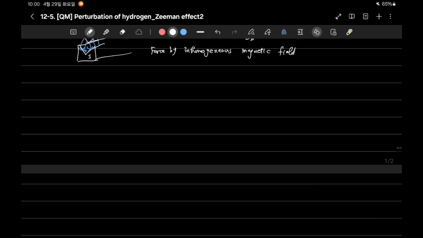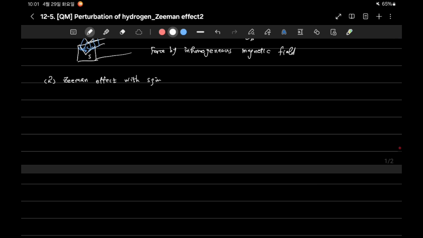In the previous case, we considered the Zeeman effect without spin, and in this class, here we consider the Zeeman effect with the spin.